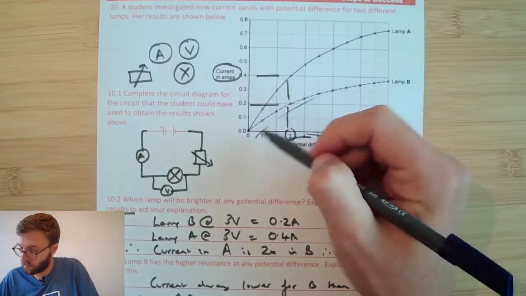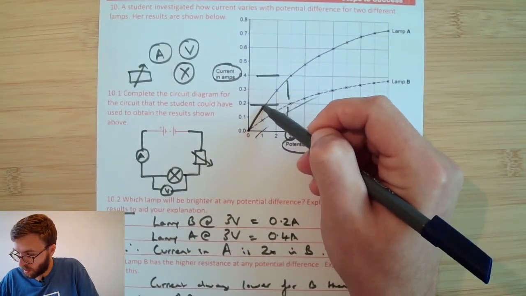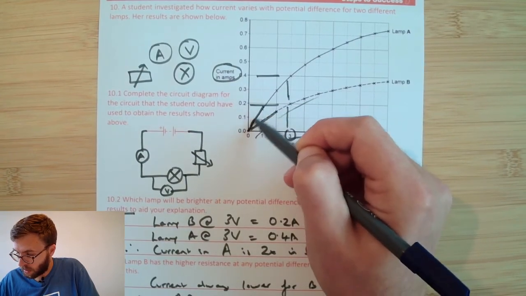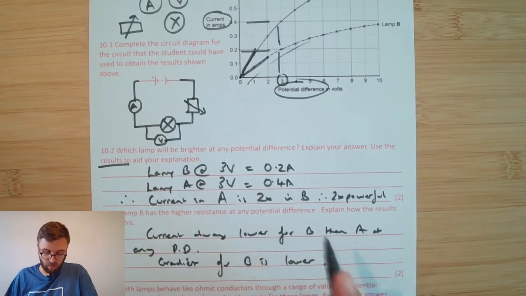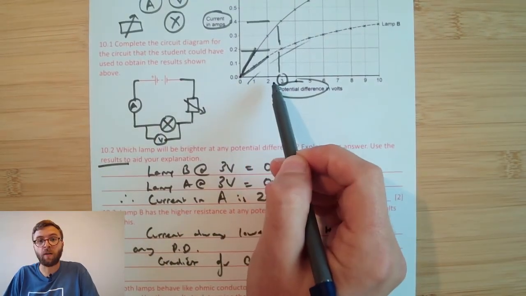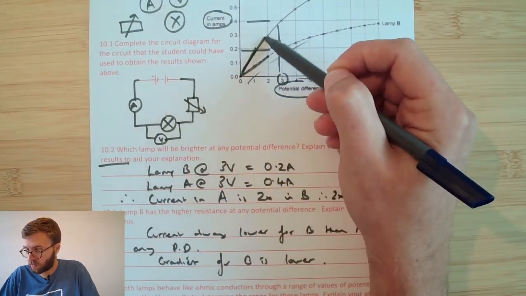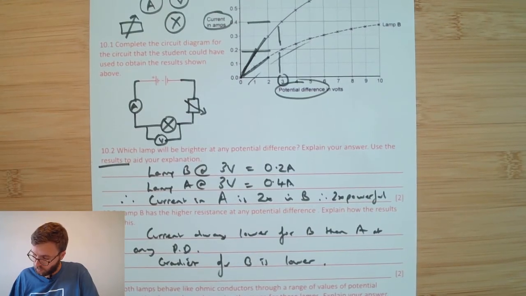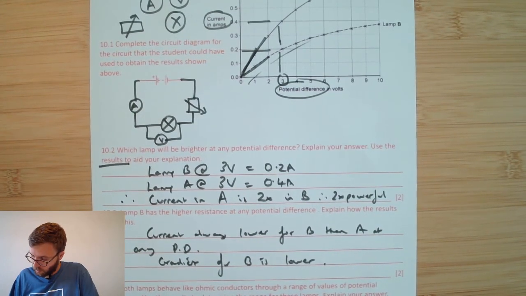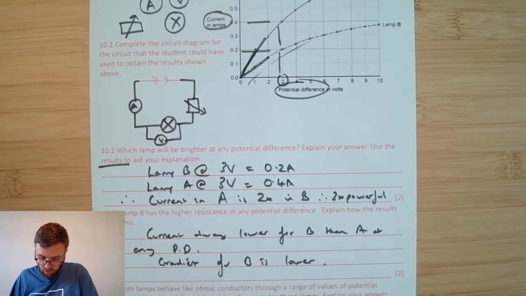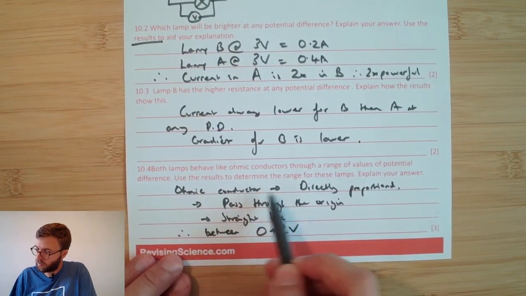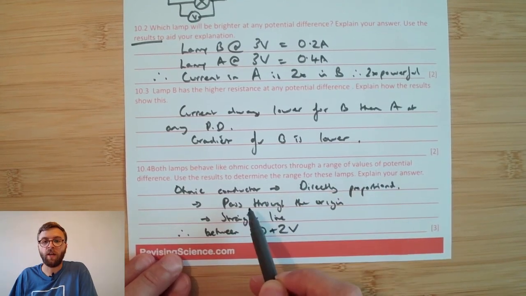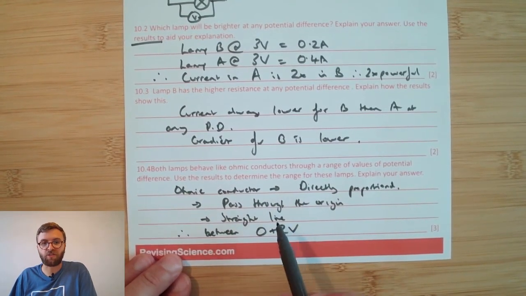So coming back to our graph, you can see that right at the start there, that's the point where it's a nice straight line. And I would say that that's between sort of 0 and 2 volts here. We've got a straight line. So therefore, between 0 and 2 volts. So there's our 3 marks. Between 0 and 2 volts, this is where it's directly proportional. It passes through the origin, and it's a straight line.